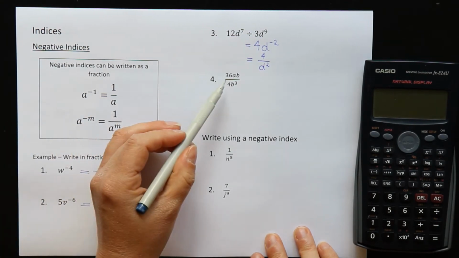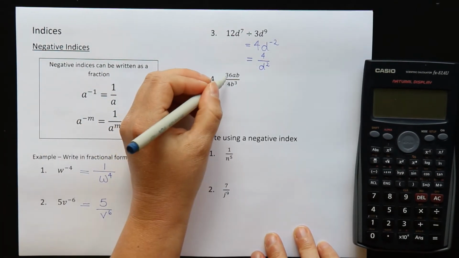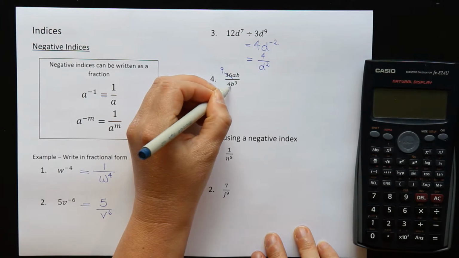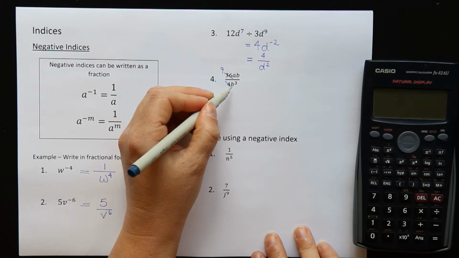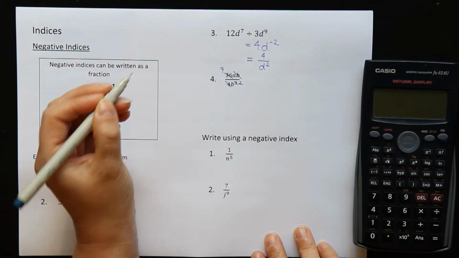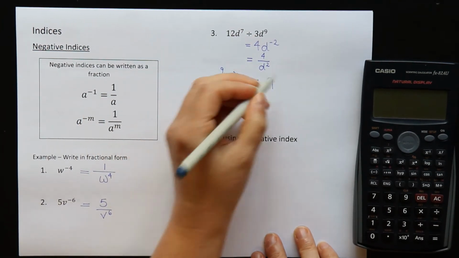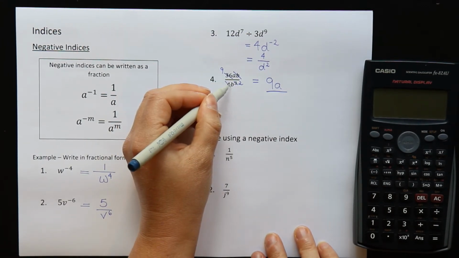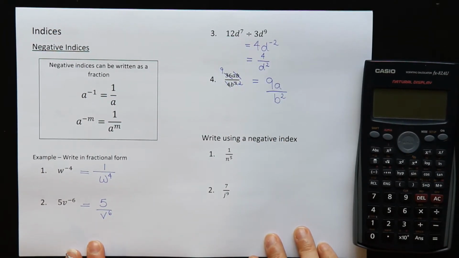Question 4, 36ab over 4b cubed. Let's simplify this first. 36 divided by 4, let's cross off the 4, and we have a 9 left. A b on the top and b cubed on the bottom, I could cancel the b with one of those, giving me 2 left on the bottom. Let's write down what we have left. 9a on the top, over on the bottom, a b squared, that's all that's left. And that's already in fractional form, so we'll leave it there.